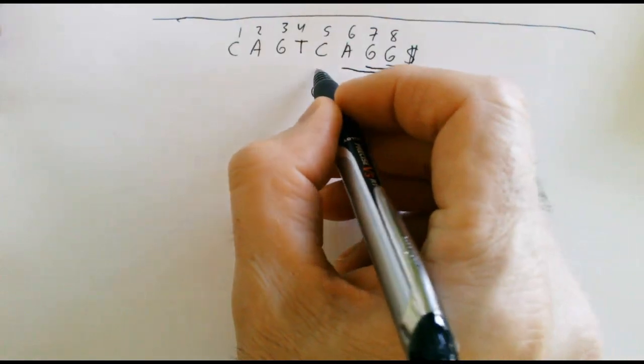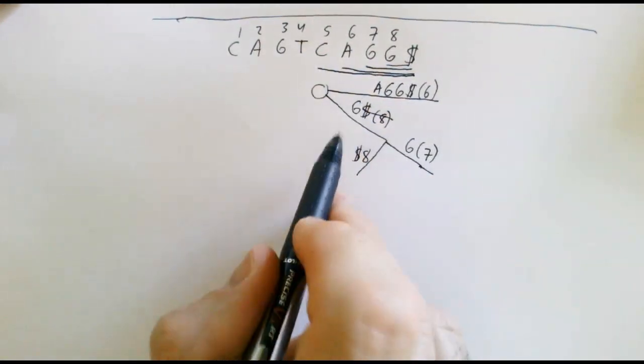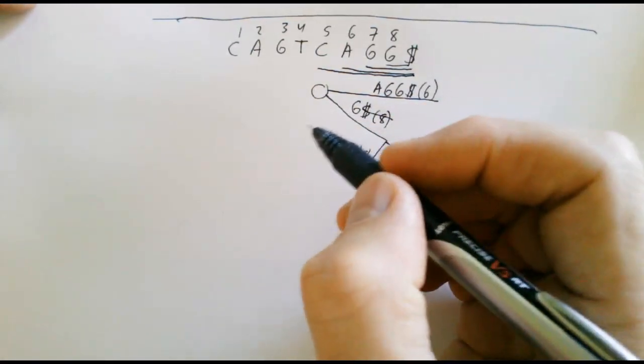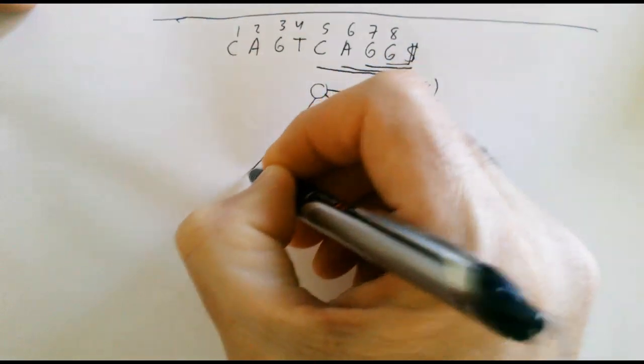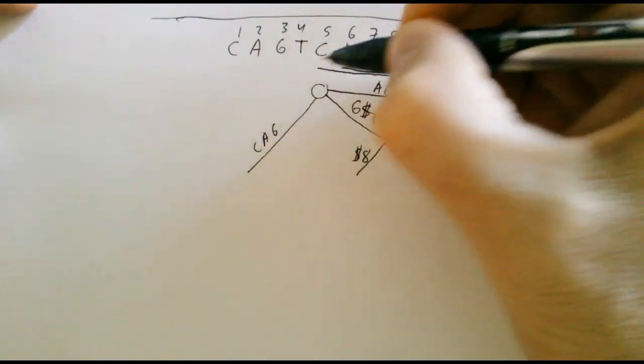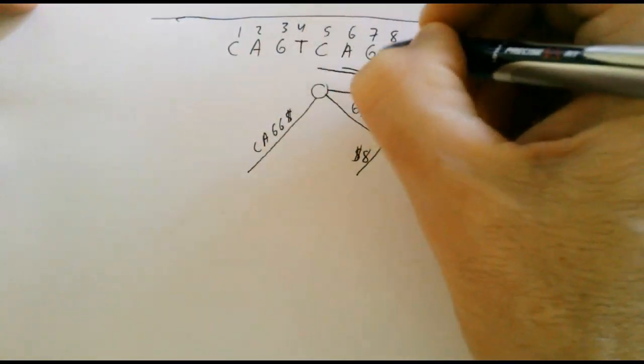Now we move to another one. The first thing is, do we have a C? The answer is we don't. We only have a branch for an A and a G. So let's add over here just a C, and of course we have to write the rest of the string because it's a brand new branch. This is going to be C, A, G, G, $, and that was from 5.